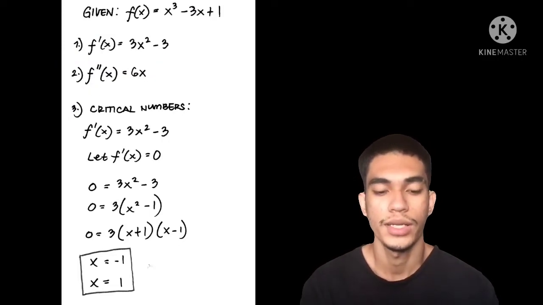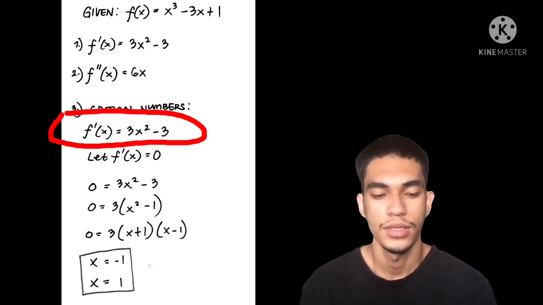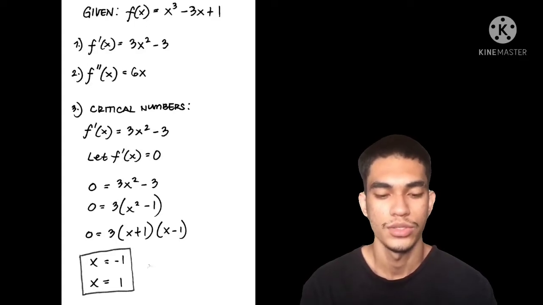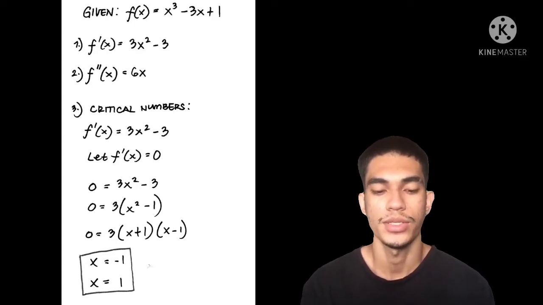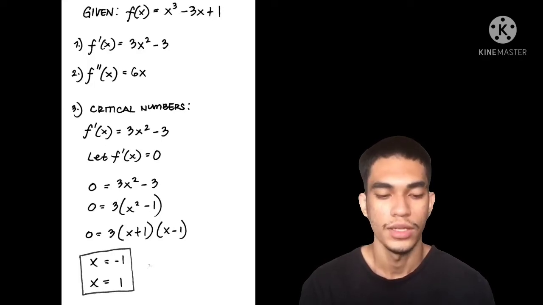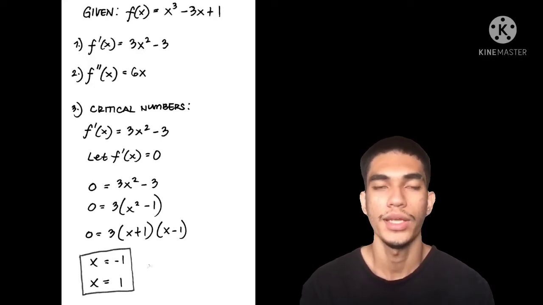To solve for our critical numbers, we need to use our first derivative. Then let f prime of x equal 0. So 0 is equal to 3x squared minus 3, and then we need to factor it out. Therefore, we have our critical numbers, which are x equals -1 and x equals 1.